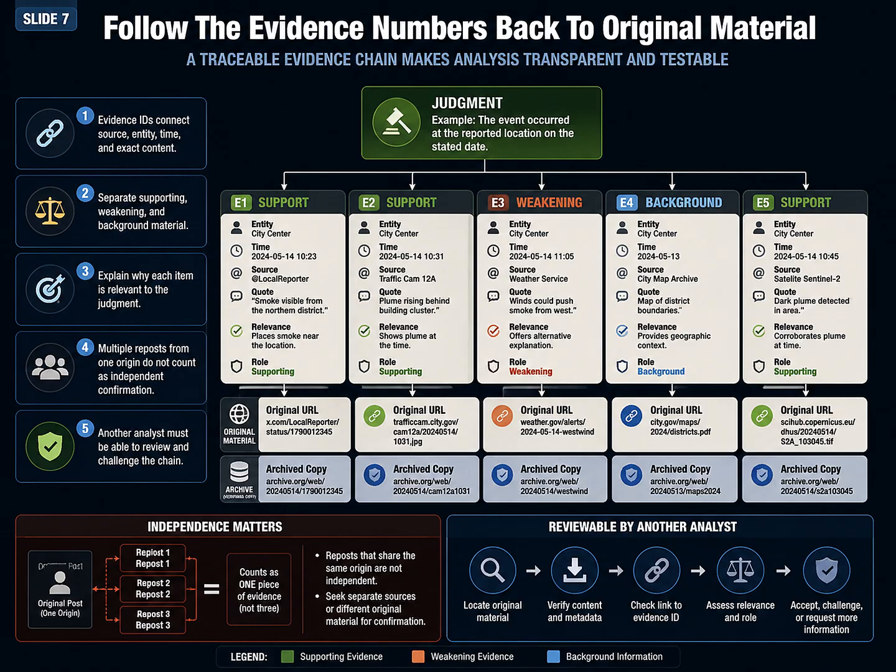3 articles quoting one announcement still have one origin. Preserve access time and archive copies because pages may change. A reviewable chain allows challenge and reweighting instead of asking the reader to trust the author.